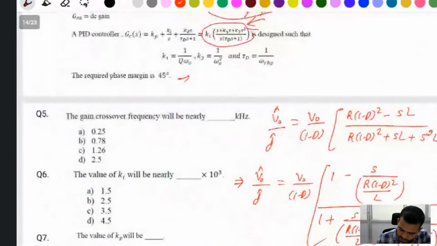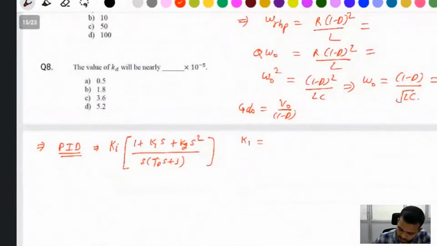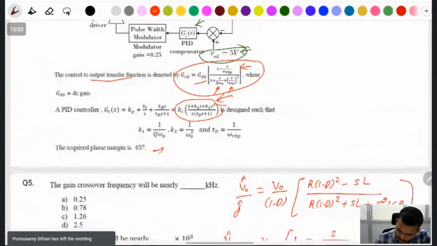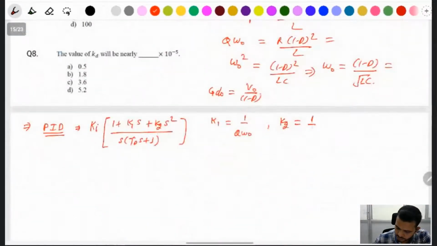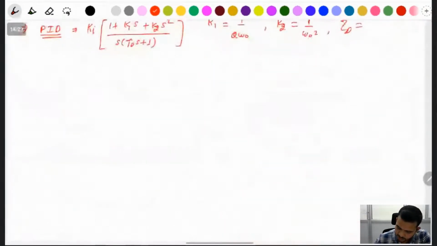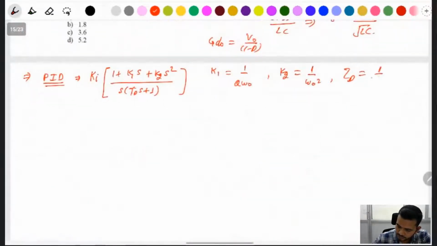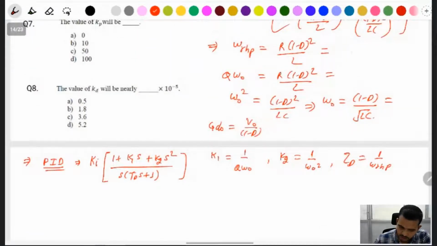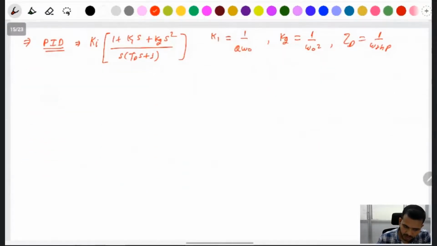Here the K1 value is also given, like 1 by Q omega naught. K2 is given as 1 by omega naught square. And tau d is given as 1 by omega RHP. Same thing, we find omega RHP here.